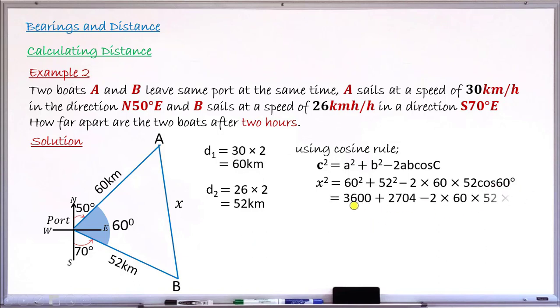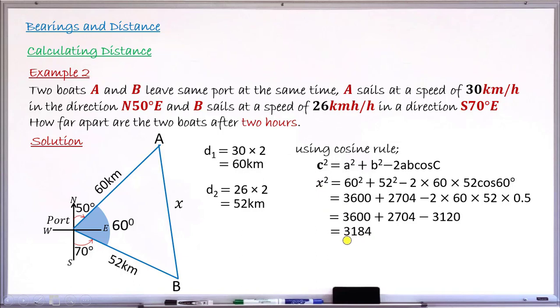There, if done correctly, you have 3,600, that is 60 squared, 2,704, that is 52 squared, minus 2 times 60 times 52 times 0.5. This 0.5 is the value of cos 60. So there, I multiply this. 2 times 60 times 52 times 0.5 gives this result, 3,120. So adding and subtracting, if done correctly, you now have 3,184. This is x squared.